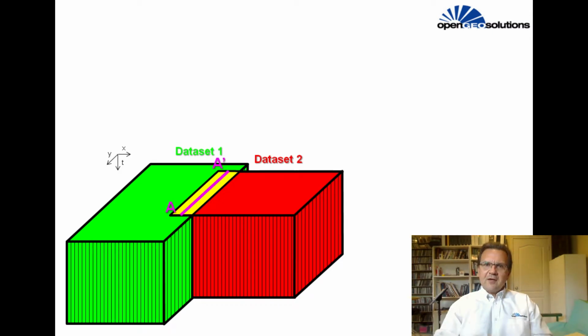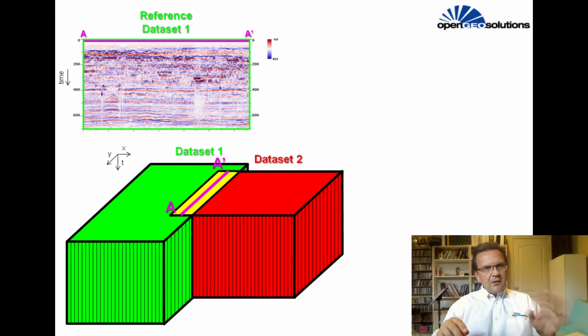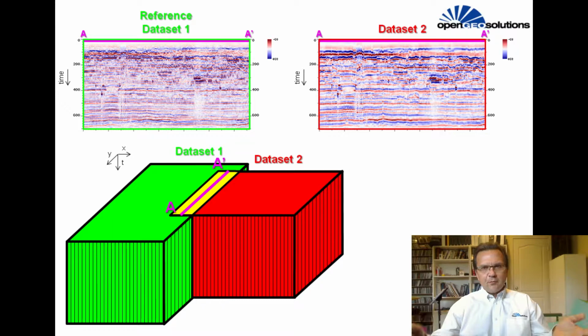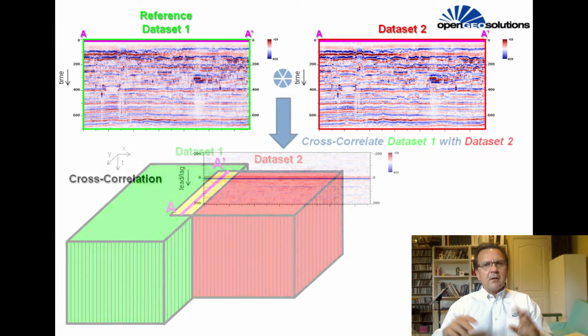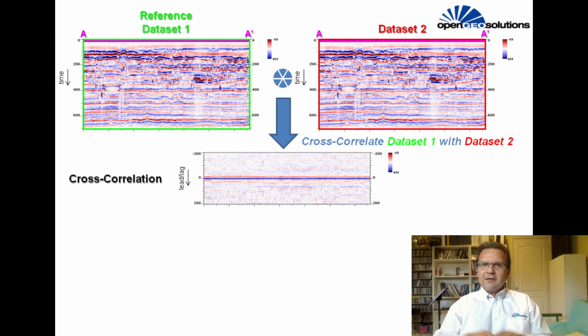You can extract and examine a line labeled here as AA prime that is common to both datasets. On the upper left is that line from the reference dataset. On the upper right, we have the corresponding line from dataset 2. We can then simply cross-correlate windowed portions of the two lines on a trace-by-trace basis.